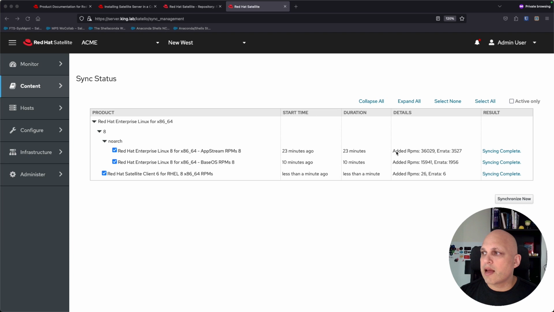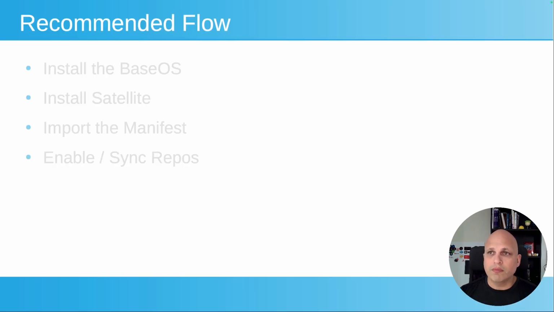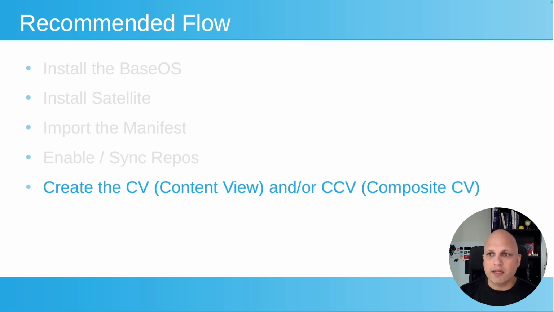We can see on the AppStream, 36,000-ish packages were added. The number of errata, 3,527. For the BaseOS, we have 15,000-ish, almost 16,000 packages, and errata 1,956. For the Satellite client, we have 26 packages and 6 errata. Okay, and this is awesome. This is great. So if we take a look at our flow again, now our repositories are enabled and synced.